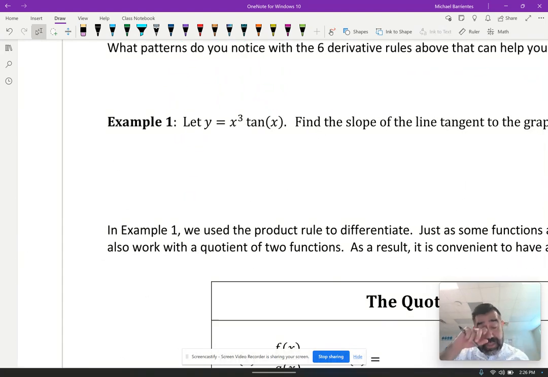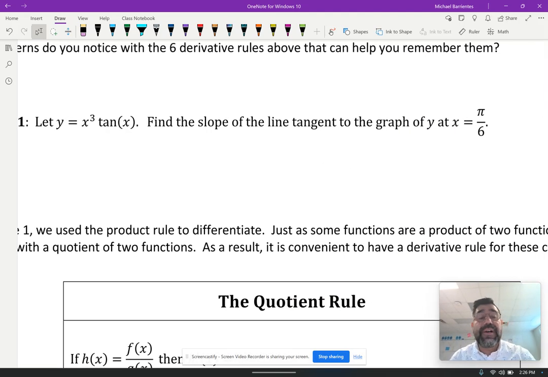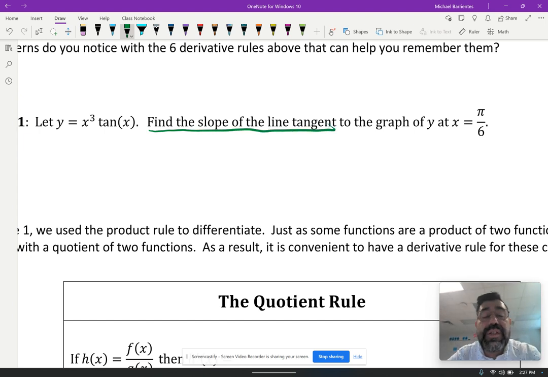Okay, example 1 is asking us to find the slope of the line that's tangent, so the slope of the tangent line, to the graph of y. They give me the y equation over here at x equals pi over 6. Okay, so let's break this down. What are we looking for? What's another word for the slope of the line that's tangent to the graph? The slope of the tangent line.